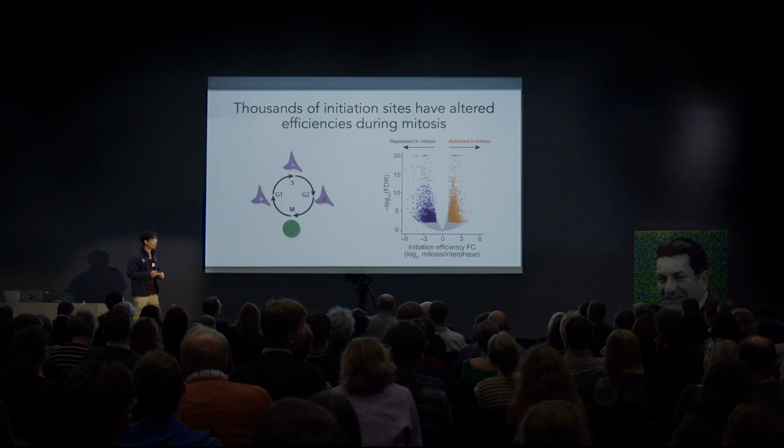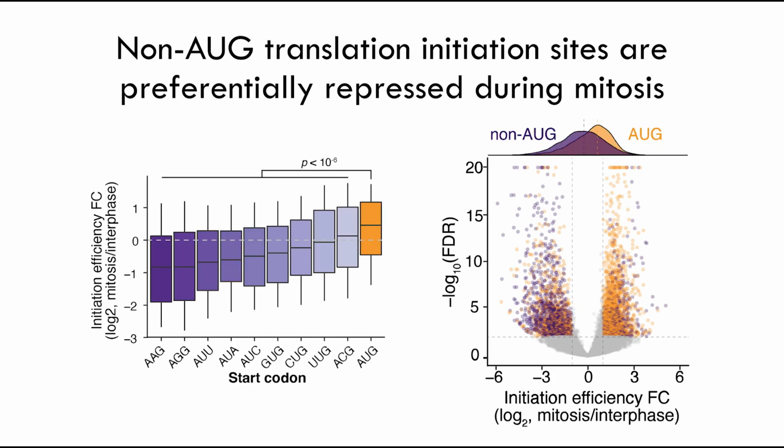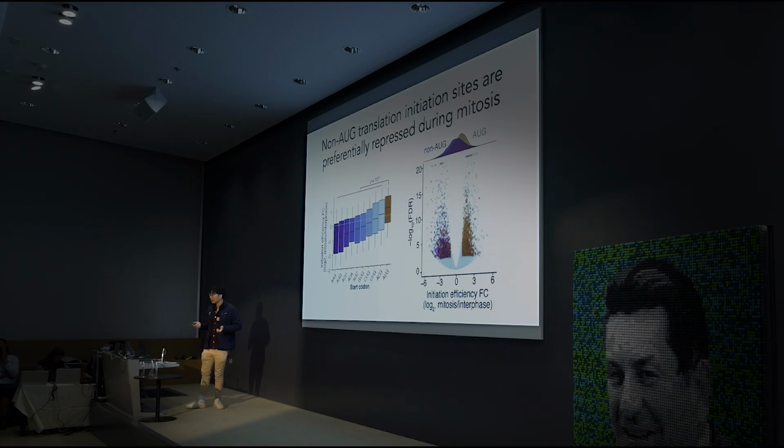Shown over here in this volcano plot is the change in efficiency of each start codon between these two stages, and you can see that there are thousands of initiation sites that change between interphase and mitosis. What was even more satisfying was the underlying mechanism. I showed that this can largely be explained by the start codon identity. This is almost the exact same volcano plot, except non-AUG start sites are now in purple and AUG start sites are in orange. What I hope you guys can appreciate over here is that non-AUG start sites are preferentially repressed in mitosis relative to AUG start sites.